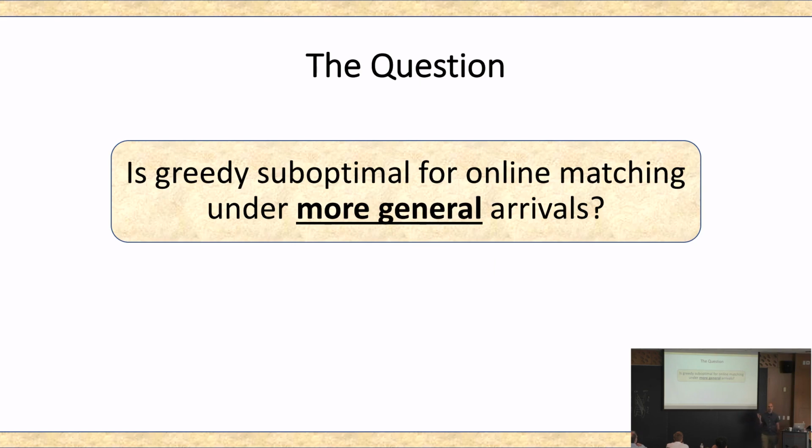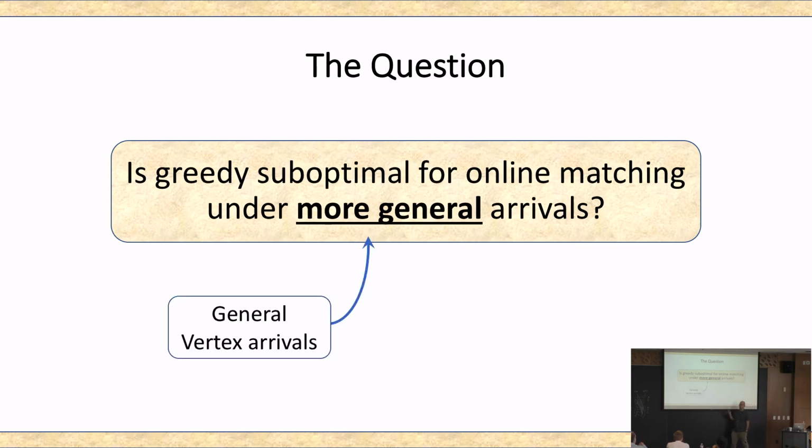Okay, so this will be what we'll study for the rest of the talk. We want to see if we can do better than the greedy algorithm, which is the only algorithm we know, for more general arrivals. So what do I mean by general arrivals? Well, there are 2 models we'll study.